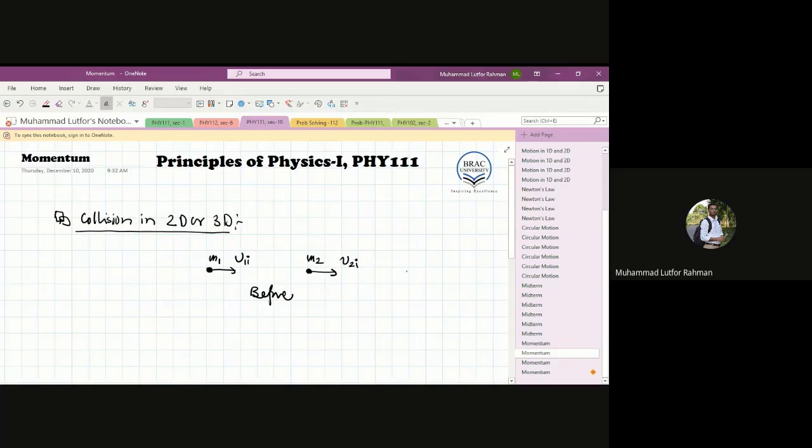After the impact, the two objects move in two different directions, each making an angle with its initial direction. This is M1 traveling in that direction with speed v1f, creating an angle theta 1, and the second one moves in that direction. This is M2 with speed v2f, creating an angle theta 2.